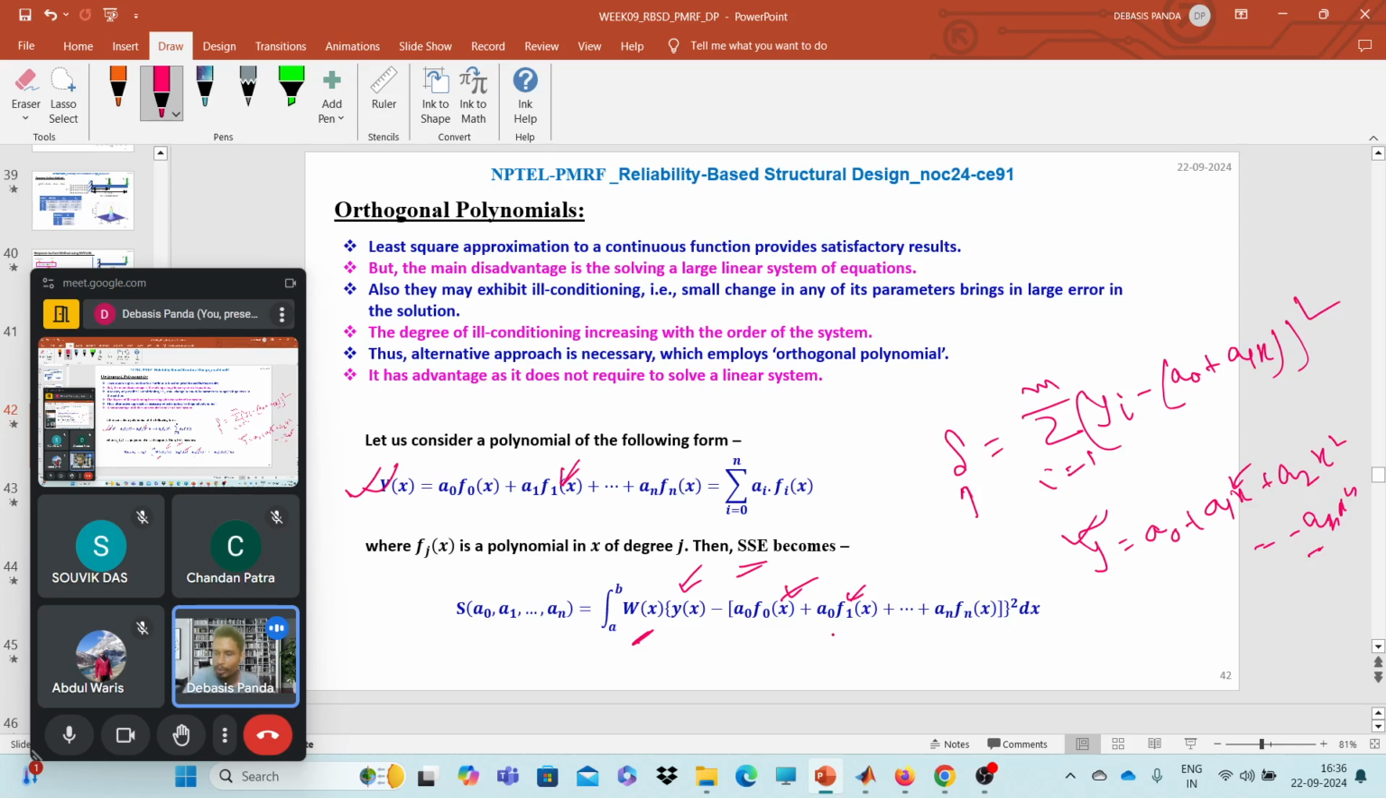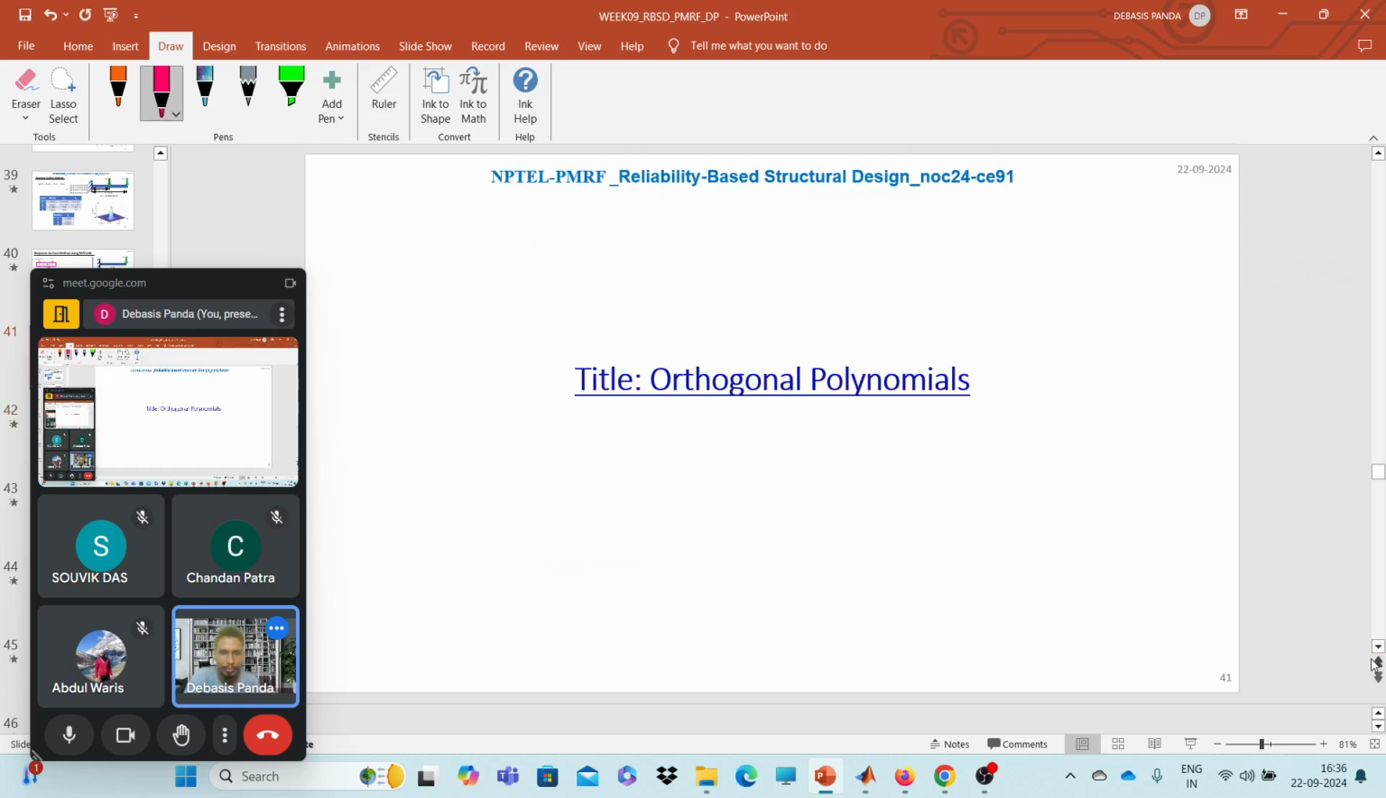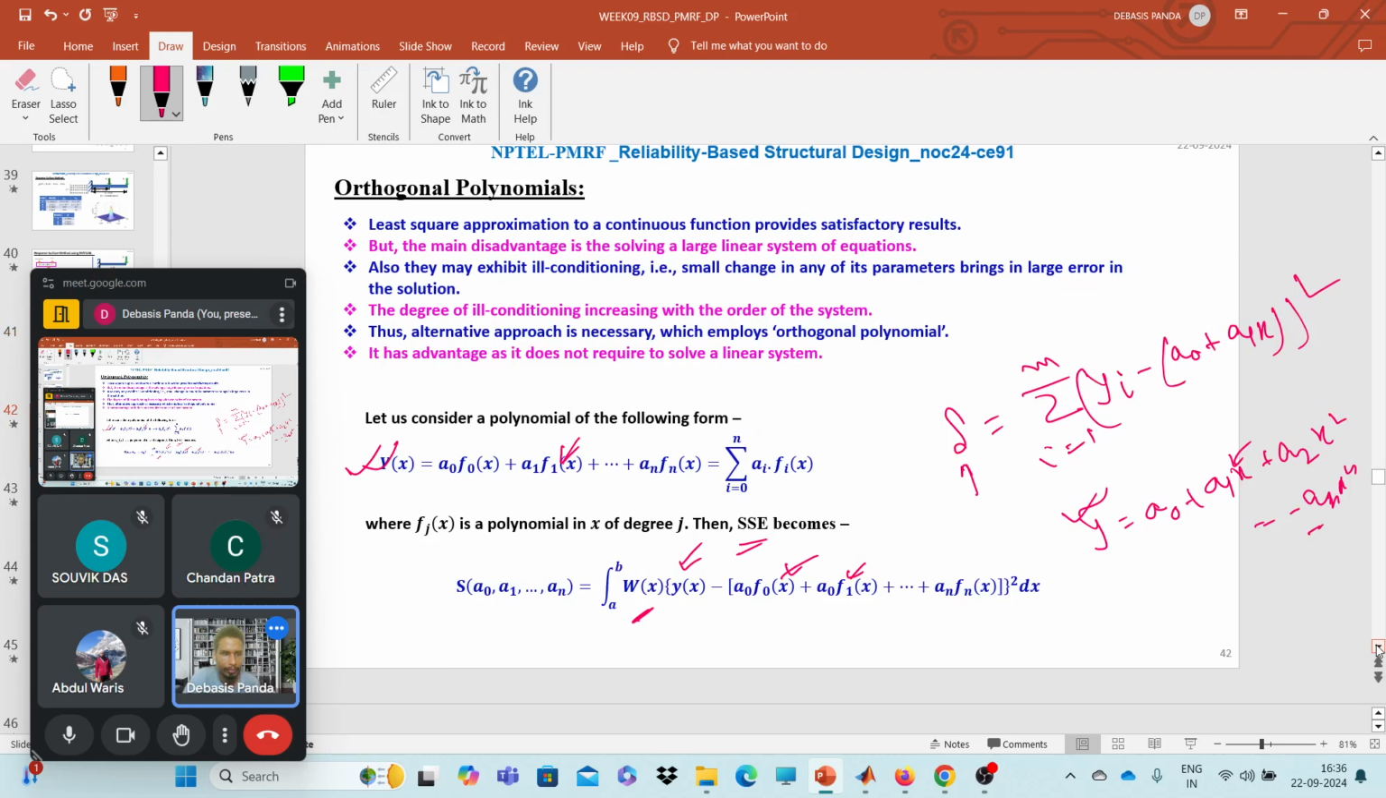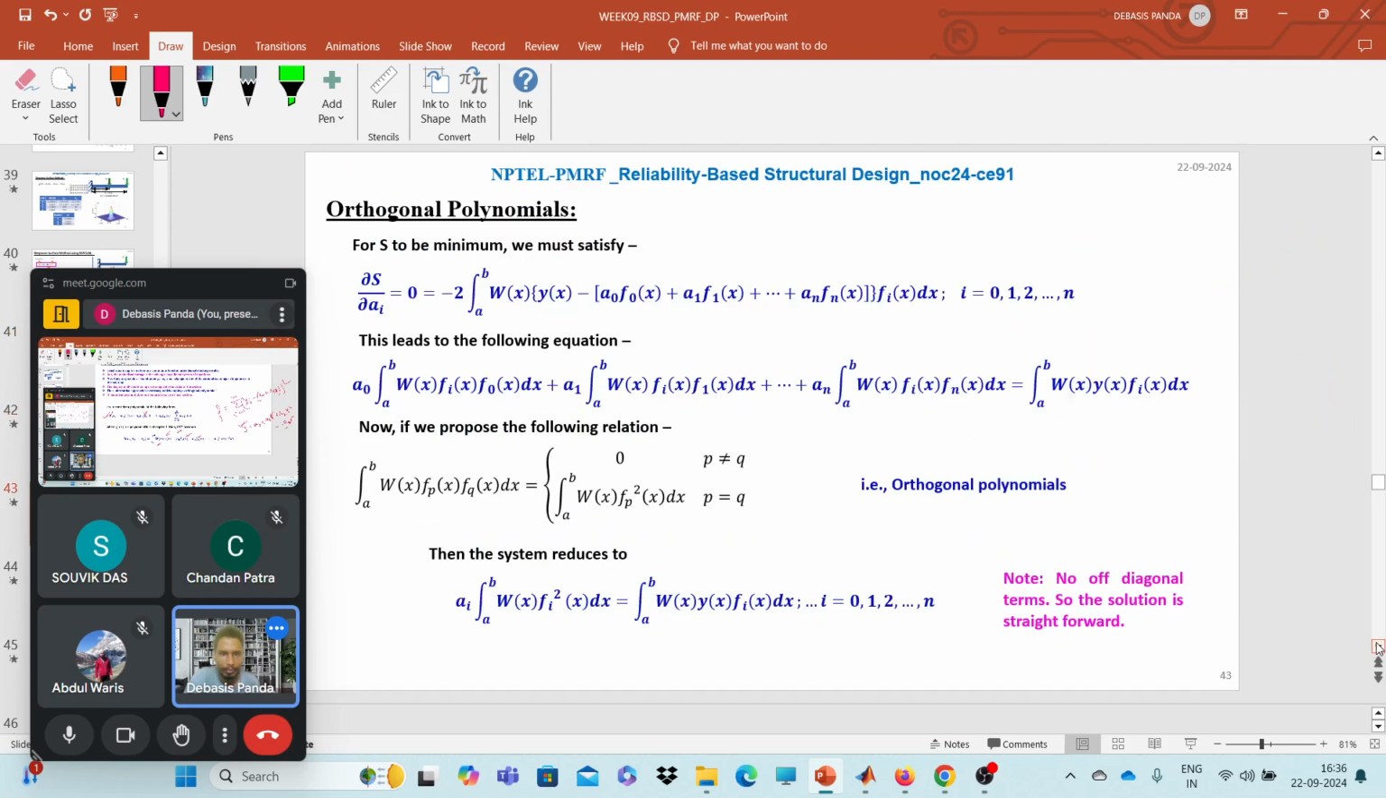What you need to do, you need to minimize it. That means you need to differentiate with respect to the variables and equate to 0. So you will get these equations just like the least square method we have just discussed.